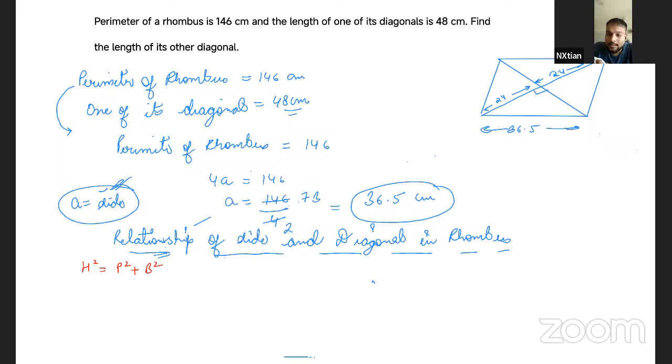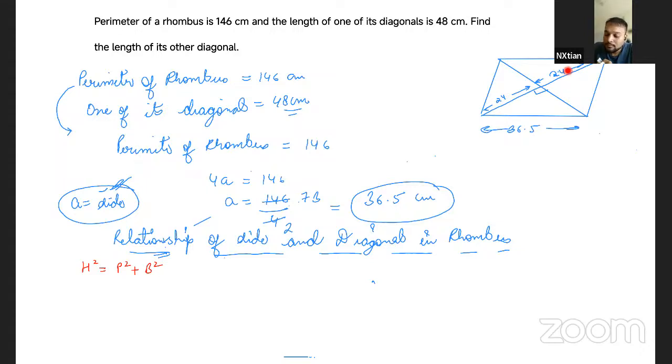Okay, because diagonal, yes. In a rhombus, all sides are equal. That's why we put a formula 4 into it. But for finding the another diagonal, we should know that the diagonals bisect each other at 90 degrees, and the 48 centimeter diagonal was there. Now because they bisect each other, it becomes 24 and 24.